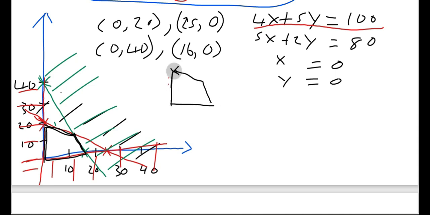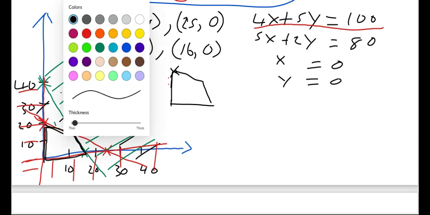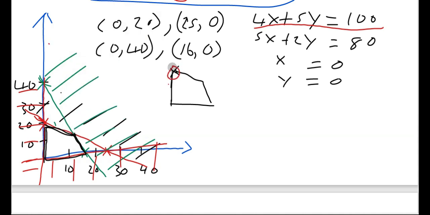So we are looking for this point, this point, this point, and this point. That's what we are looking at. Of course we know for this point this is 0, 0. You already know that. For this other one, this is 16, 0. We had already calculated it. For this other one is 20, 0. We had already gotten that.